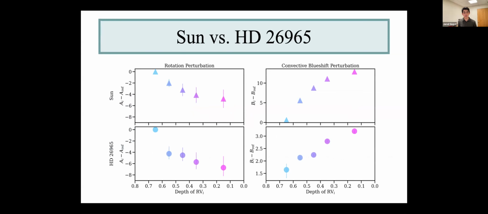But that was just for the sun. We can repeat this process for our standard star as well, and we see we get the same lesson, as seen before: when you're looking at the tops of spectral lines, you're more sensitive to the convective perturbation, whereas the bottoms are more sensitive to the rotation perturbation. But what's new and exciting is we're actually mapping this out as a function of position in the spectral line.